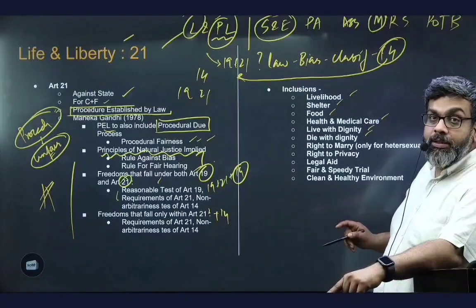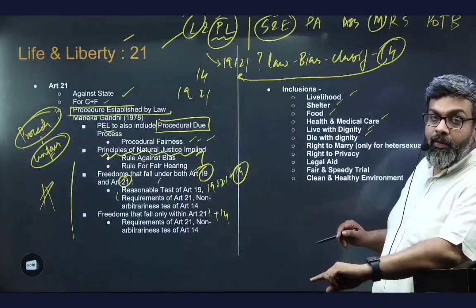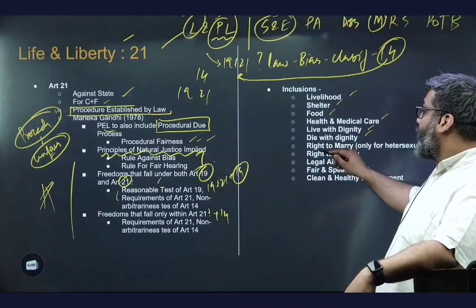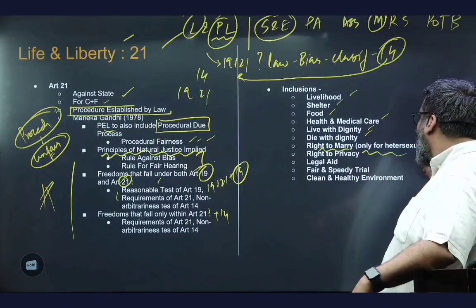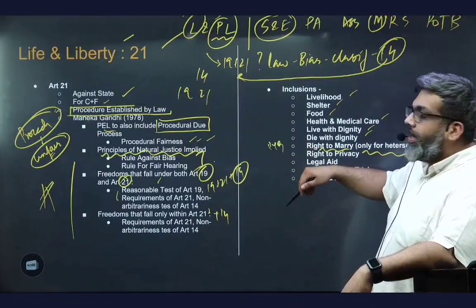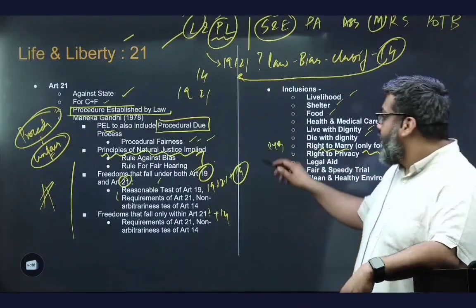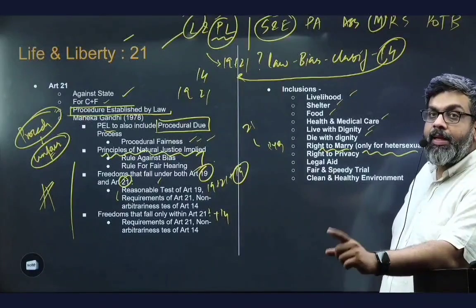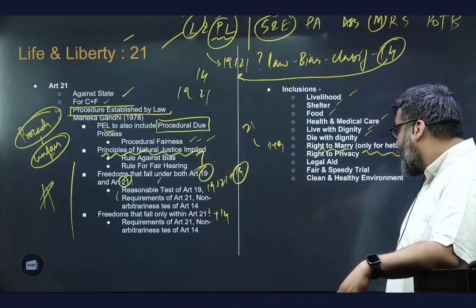Post the Supreme Court judgment which has not allowed for civil union of homosexual couples, you do have the right to marry, but only for heterosexuals. This has been a PYQ before where the question was, do you have the right to marry? The answer was yes under Article 21. Now do you have the right to marry? Yes, only if you are a heterosexual.